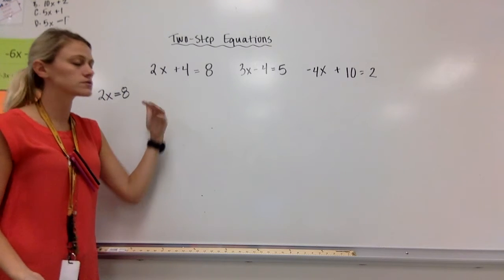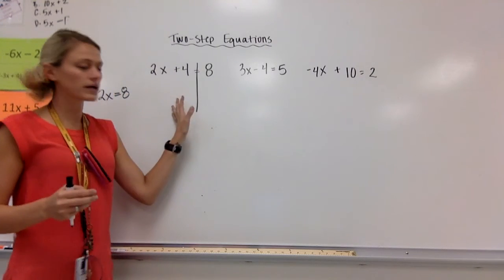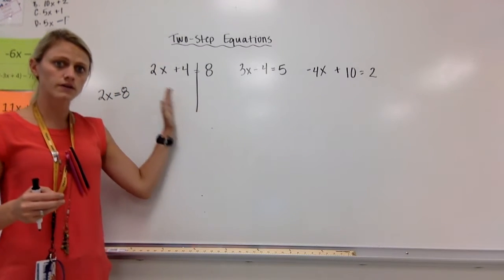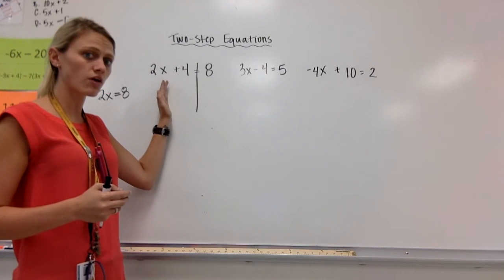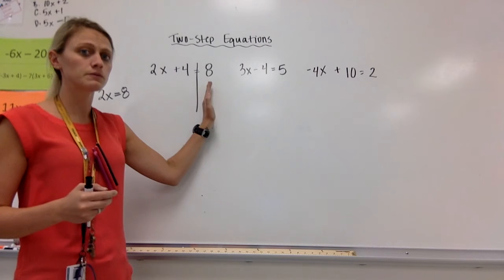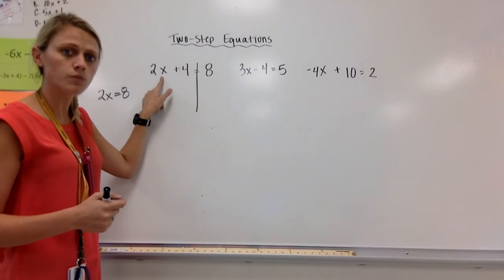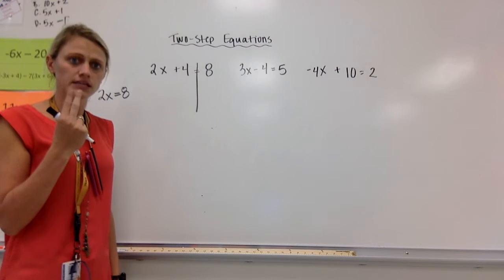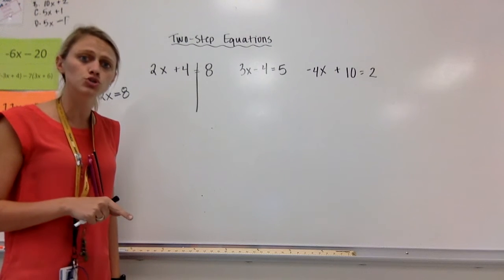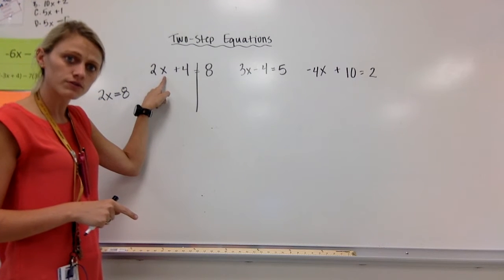Okay, so just like in the other video at the end, I'm going to split my equation at the equal sign. So I've got my left side and my right side. At this point, we know if I do something on the left side, it's got to be done on the right side as well. Okay, so I've got 2 being multiplied by x, then I'm adding 4. I've got 2 things happening here. I've got to undo both of those in order to get x by itself.